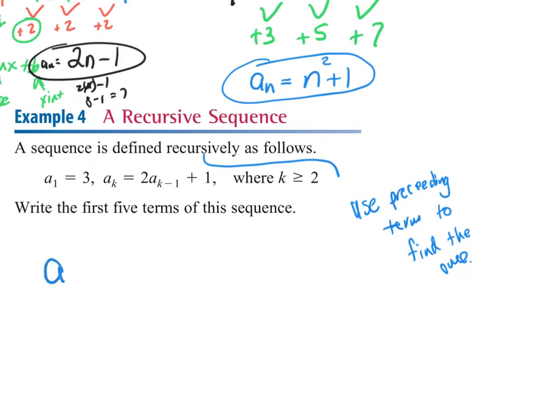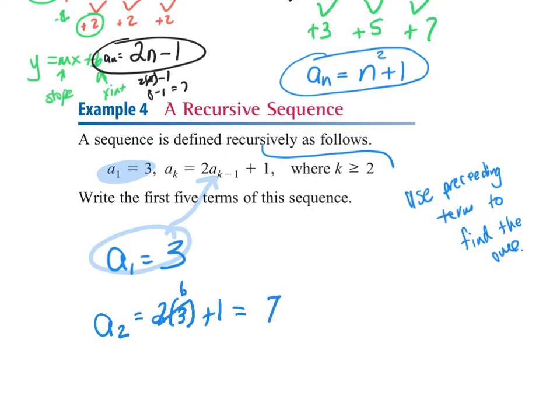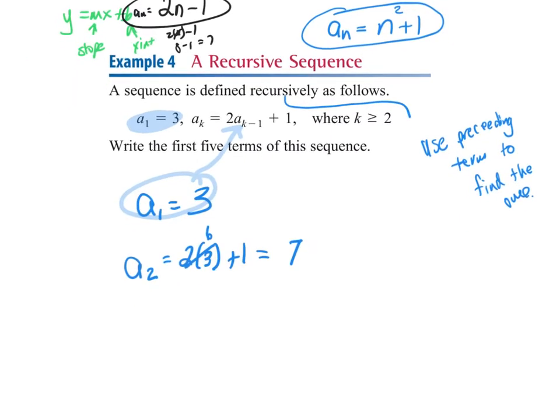So if they're telling you that the first term is 3, a1 is 3, we're going to try and find the next term in this sequence. A recursive will always tell you what the first term is. They have to, because you have to use this in order to find the next term. So you're going to take this first term and plug it in right there. To find the next term of the sequence, a2, I'm going to take 2 times 3 plus 1. So 2 times 3 is 6, plus 1 is what? 7, right? So now I'm going to find the next term.